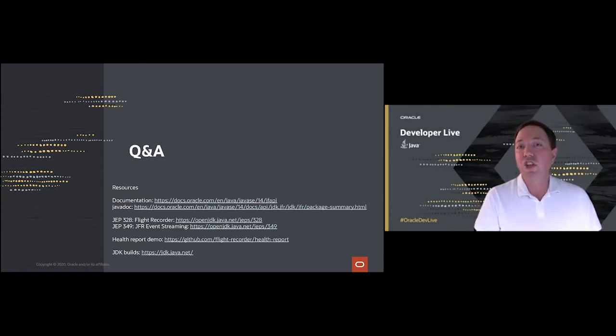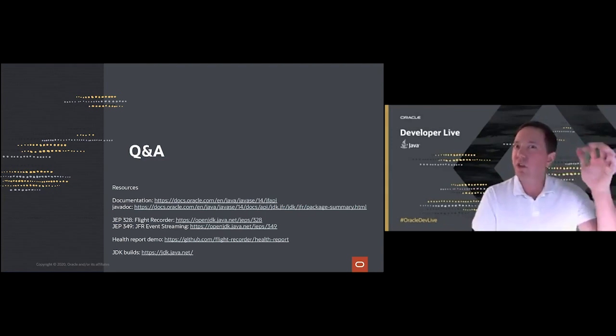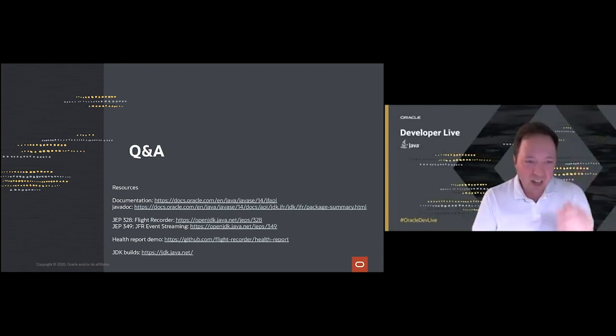We publish something we call JEPs, short for JDK Enhancement Proposals. It's a description of features, and I've linked to two of them in the resource list. There's one for Flight Recorder itself, the core functionality, and there's one for the event streaming work that we did as well. Those JEPs will give you more detailed information about what's going on.